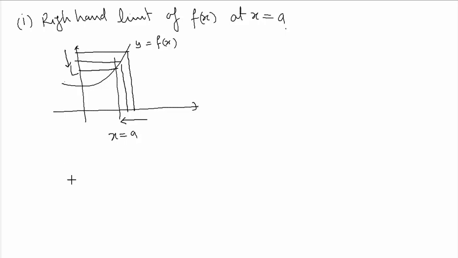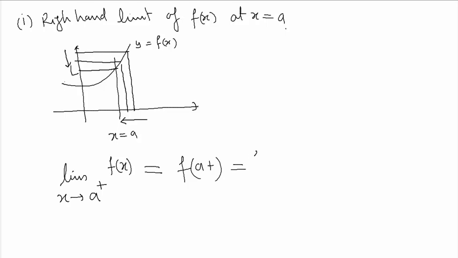So for this we can have limit x tends to a plus, this plus sign says the right hand limit of function f of x. We can also write the same situation like f of a plus, and sometimes we have f of a plus h. Now we have introduced this h, and this h behaves similar to delta.